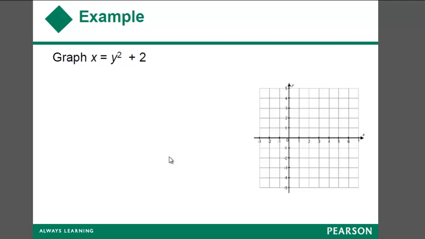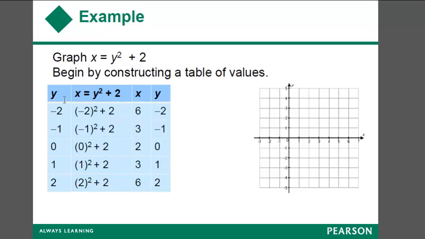This time, since I already have the equation solved for x, I'm going to choose values for y. I'll choose y equal to negative 2, negative 1, 0, 1, and 2. And then I'll solve it. So I'll construct a table just like I have been, except I'm going to have y here, x here, and then I'm going to put the y here again. That way I can read off my ordered pairs easily.